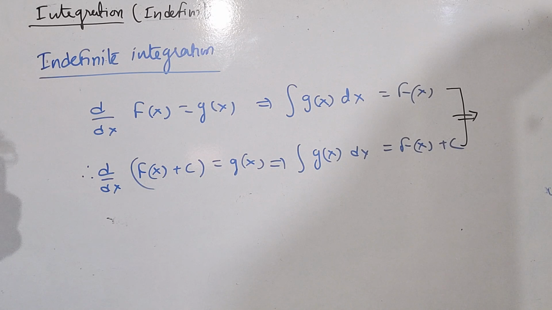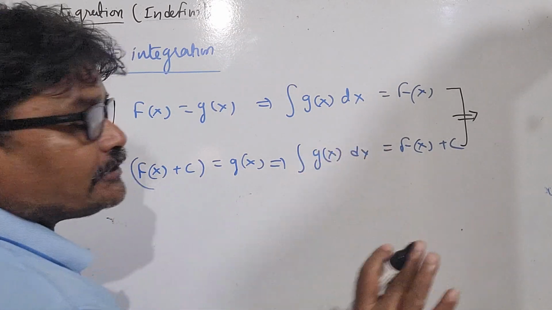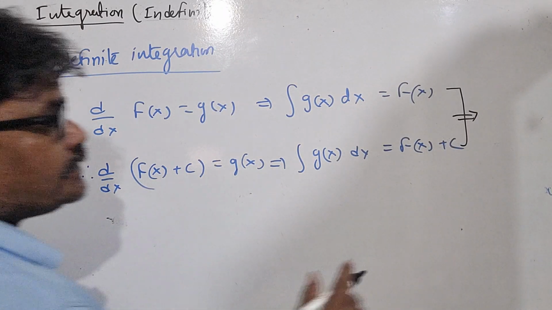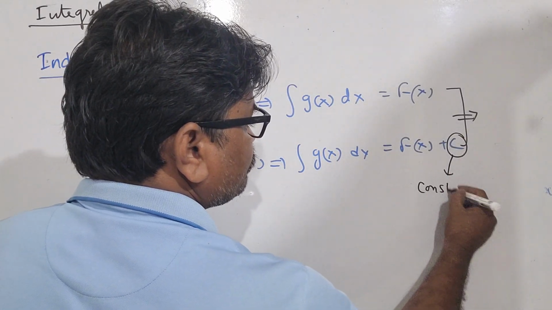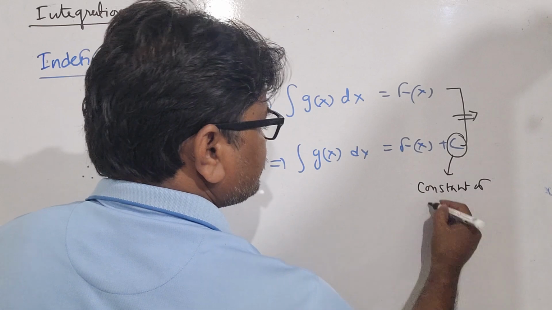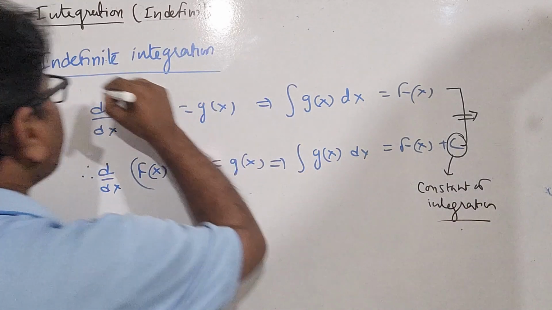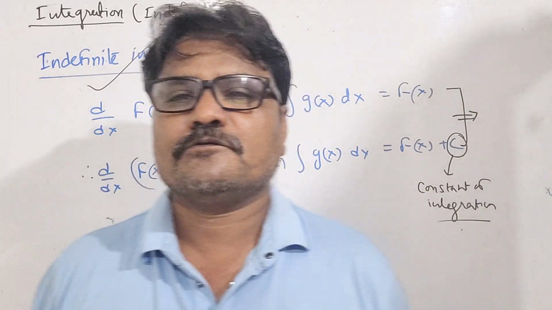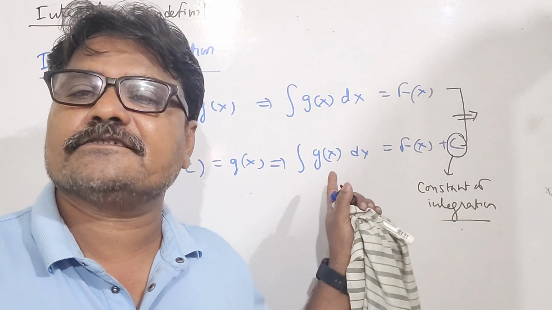Okay, so the two answers differ by a constant only. Therefore, this c is the constant of integration. In fact, this indefinite integration represents the class of functions whose derivative is this function g(x).